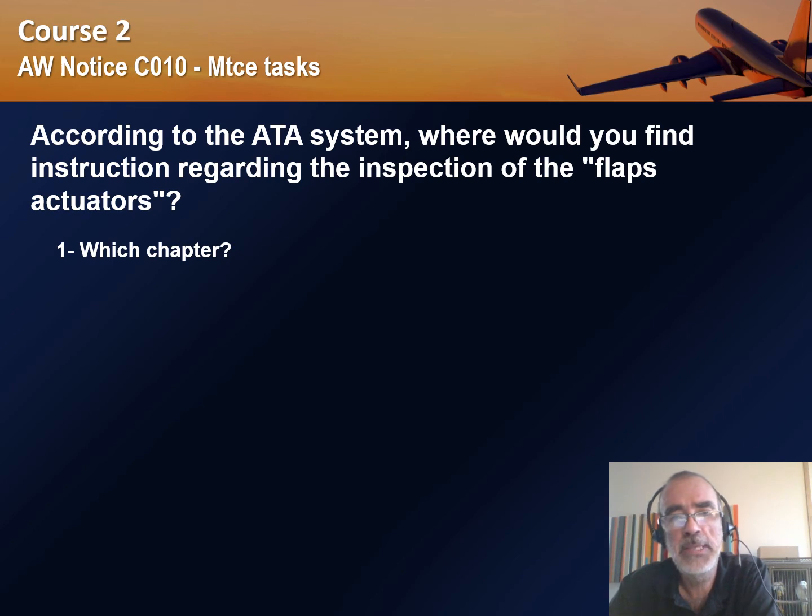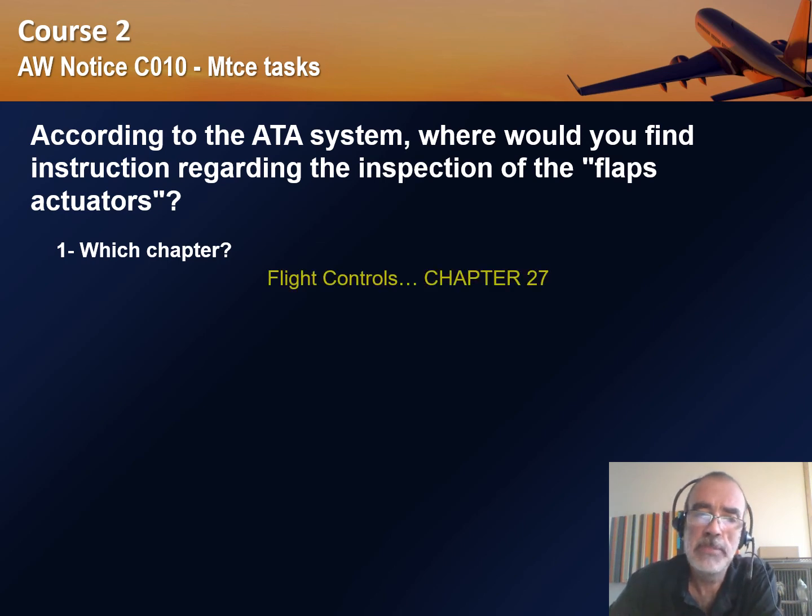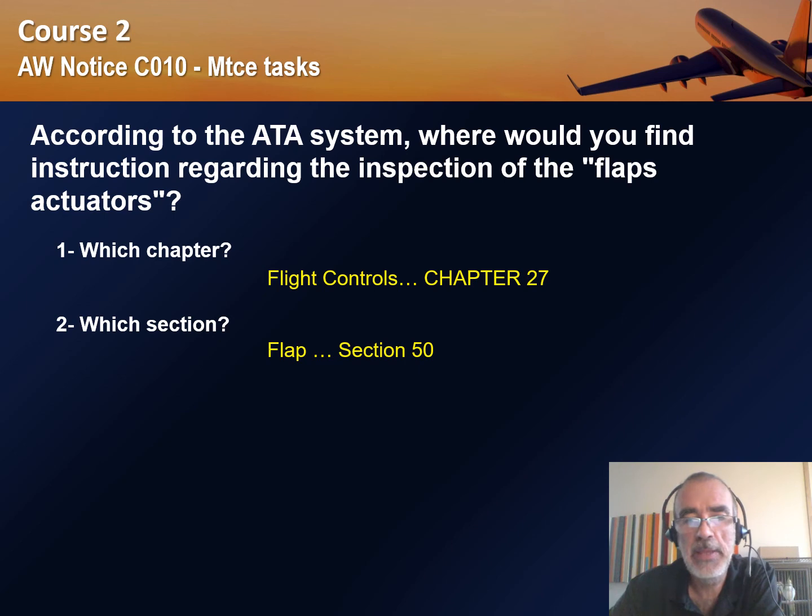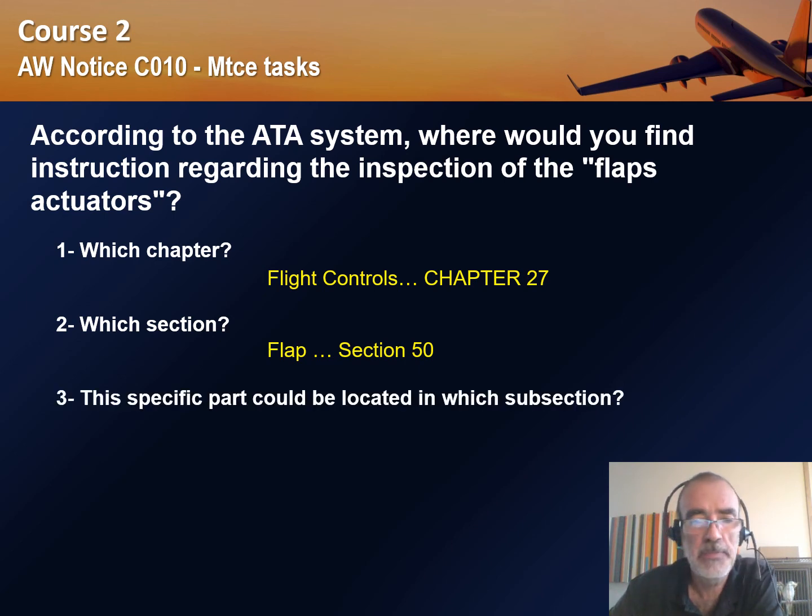According to the ATA system, where would you find instructions regarding the inspection of, let's say, flap actuators? Which chapter? If you say anything other than 27, that's because you weren't following. Flight controls, chapter 27. Which section? Flap is section 50.